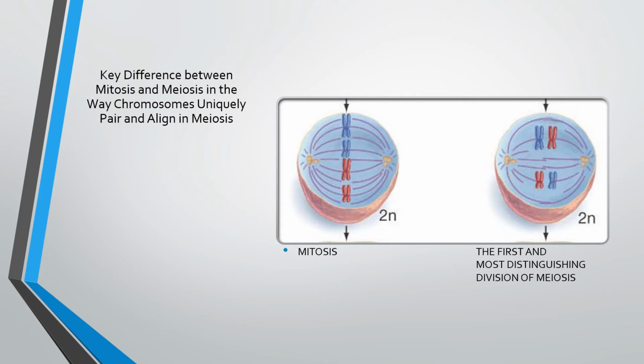Key differences between mitosis and meiosis are in the way the chromosomes uniquely pair and align in meiosis. In mitosis, the chromosome pairs, homologous pairs, form along the equator and are pulled along to the poles by the spindle fibers. During the first and most distinguishing division of meiosis, the sister chromatids are pulled together.